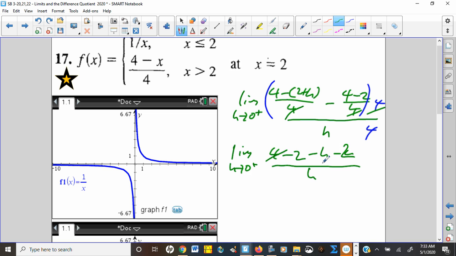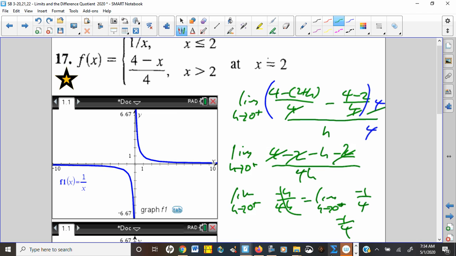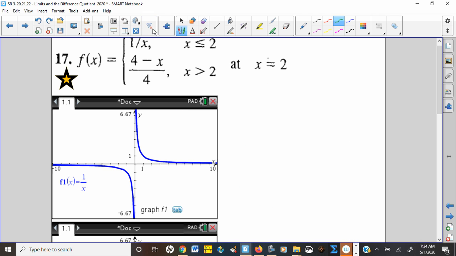Well, the 4 and the negative 4 here and here, right, negative 2, go away, and so I do have a 4h on the bottom, and so I just get the limit as h goes to 0 of negative h over 4h, and those h's cancel, so really I just have the limit as h goes to 0 of negative 1/4, which we know is negative 1/4. So that's kind of how that works. But notice that it was the same limit, and this just kind of shows you.